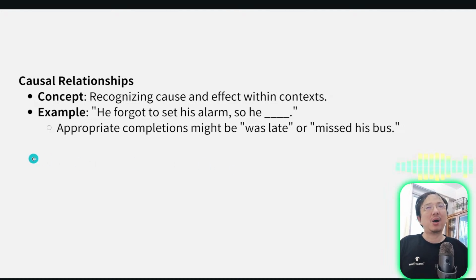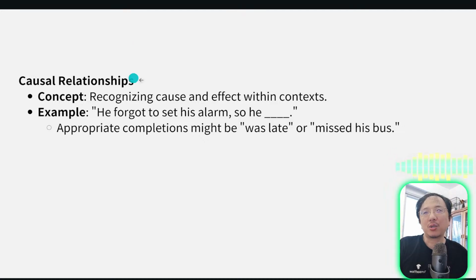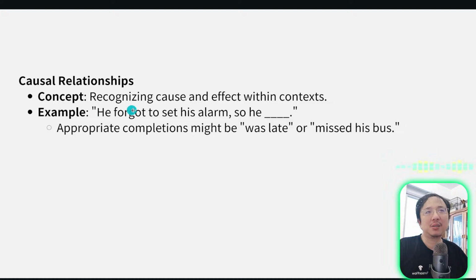And also, it might have some causal relationship knowledge. So it may be able to learn some causal relationships. Because sometimes you need to understand the causal relationship in order to finish the sentence correctly.